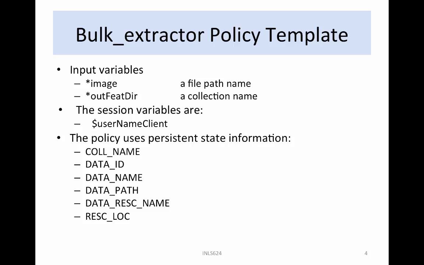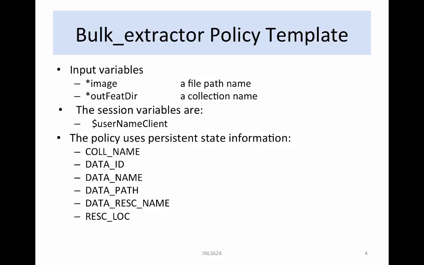The policy template defines the input parameters, session variables, and persistent state information needed to apply the odum_bc_extract_feature_files_rule.r. These are input variables. *Image is a file path name that will be analyzed. *OutFeature is a collection name for holding the results. The session variables that are used are $userNameClient, the name of the user invoking the policy.